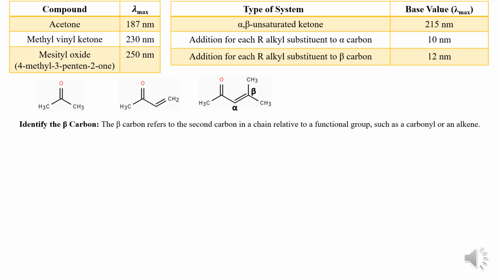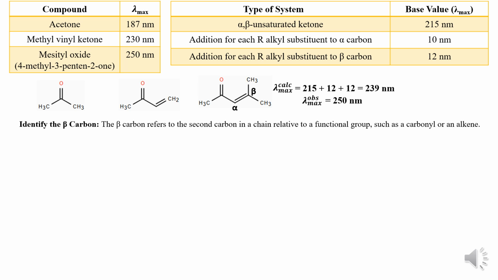So what is a base value? A base value is nothing but a numerical value assigned to a conjugated system, which is an alpha beta unsaturated ketone. And when you observe the structure of mesityl oxide, you find that in addition to the alpha beta unsaturated ketone system, there are two alkyl groups, that is two methyl groups, covalently bonded to the beta carbon. So an additional increment value of 12 is given for each methyl group covalently bonded to the beta carbon.